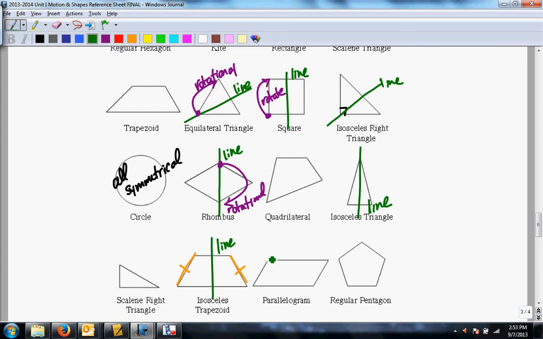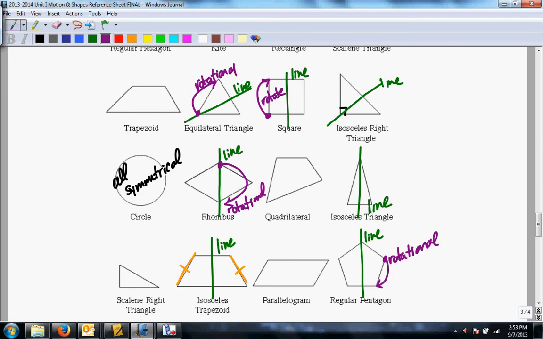Parallelogram, be really careful. It looks like it has line symmetry, so I'm going to draw a line this way. But you can see if you fold it, those corners do not match up. So it has neither line symmetry nor rotational symmetry. Regular pentagon, of course, has line symmetry, several of them. That's just one example. And, of course, moving that point to that point, it would have rotational symmetry.